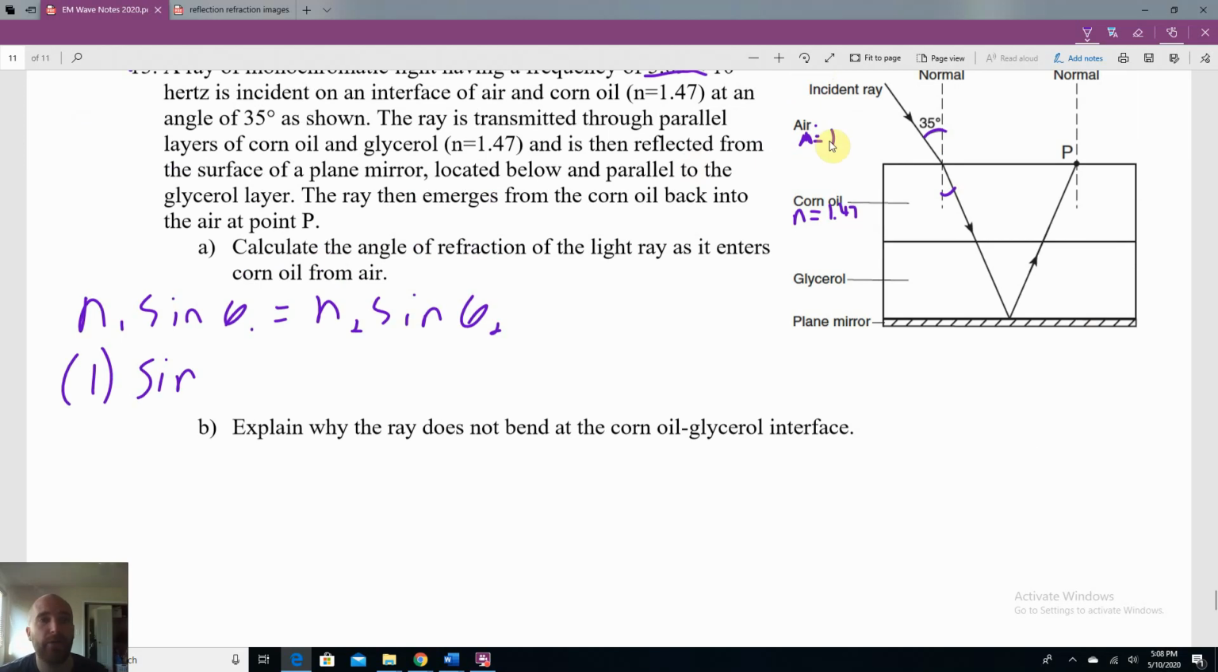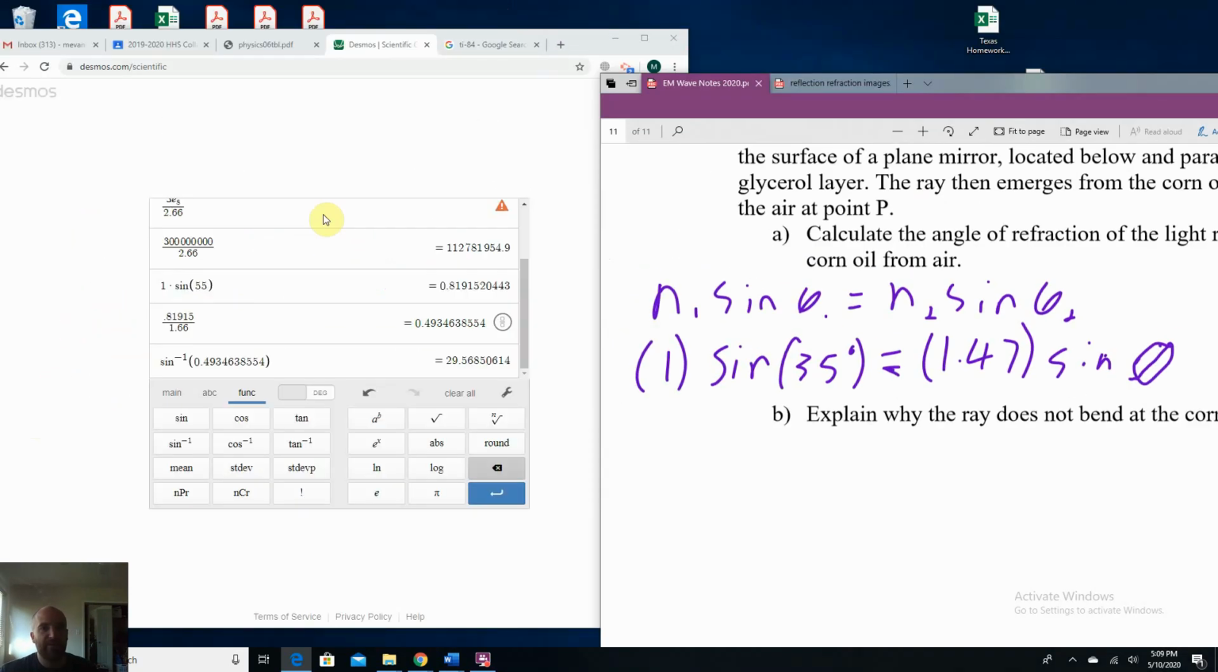Okay, that's the angle in the air, in the first material. So times sine of 35 degrees. Cool. Awesome. Equals n2, which is the second index. In this one, I think it's the corn oil, because that's what we're solving it in. So equals 1.47 times sine of theta 2. And again, I'm going to walk through the math kind of slowly here. Alright, 1 times sine of 35 is, so again, make sure you're in degree mode.